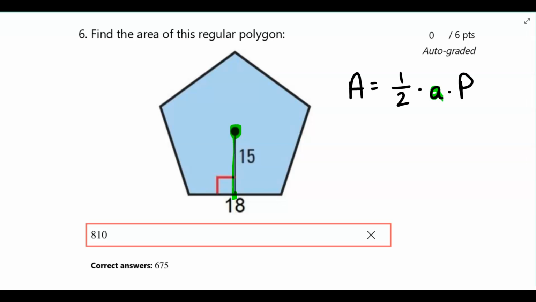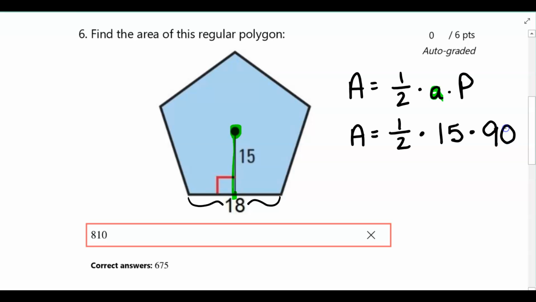So this particular question actually gives us pretty much everything we need. We don't have to find anything. Well, we have to find perimeter, but we don't have to do fancy calculation. I have 1/2 times my apothem of 15, and now again I want perimeter. If one whole side is 18, and there are 5 sides, 18 times 5 gives me a perimeter of 90. So I have 90 times 15 times 1/2, and I get an area of 675 units squared.